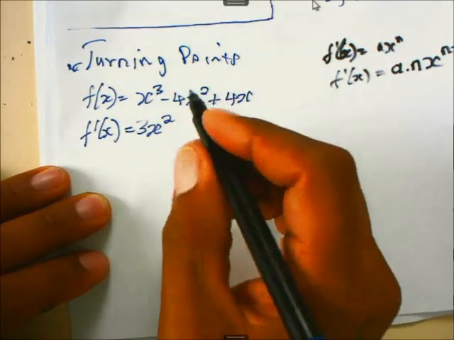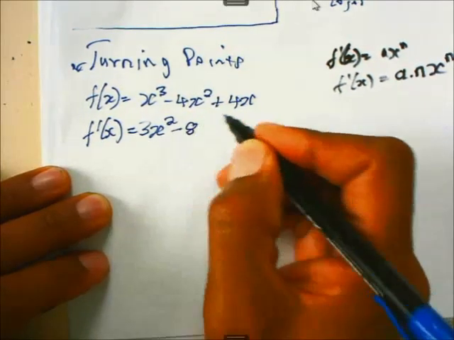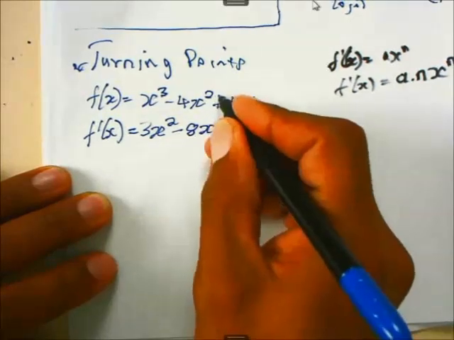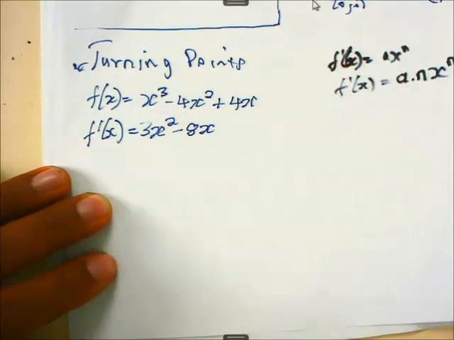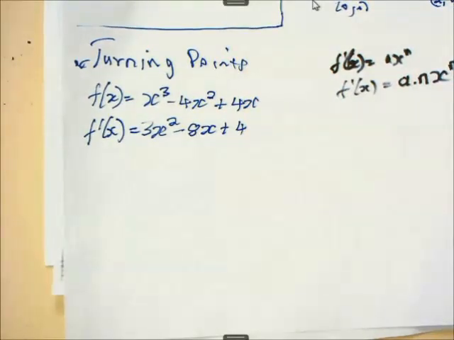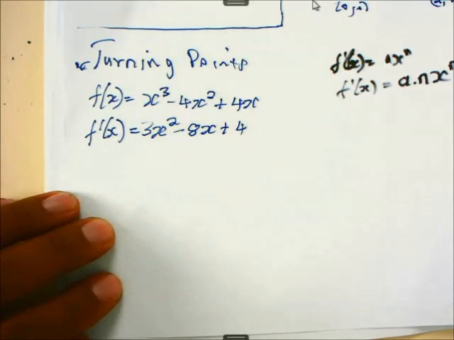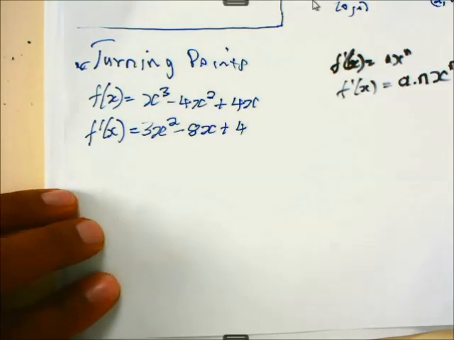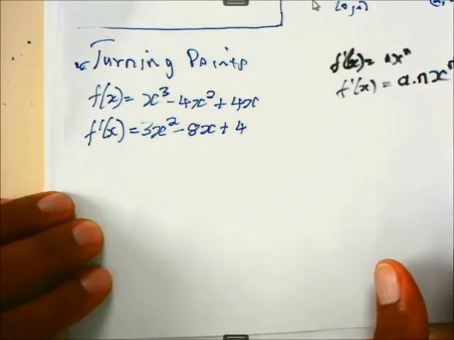And now from here, what's going to happen there? 2 times minus 4, it's a minus 8, of course. And now 2 minus 1 is only a 1. And therefore, here we have what? We have a plus 4. Therefore, the derivative of f of x there, f prime of x, is equal to 3x squared minus 8x plus 4. Right. Now, are you happy so far?